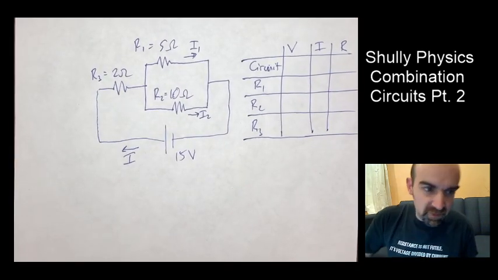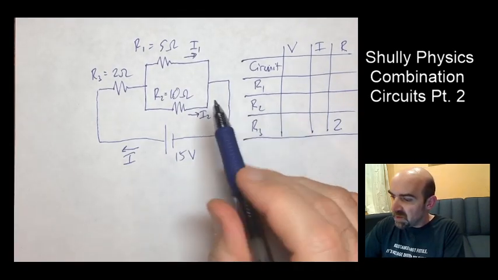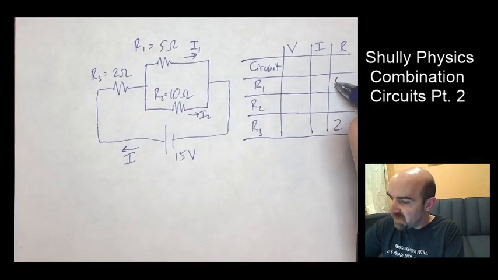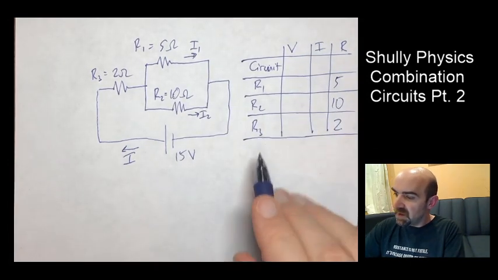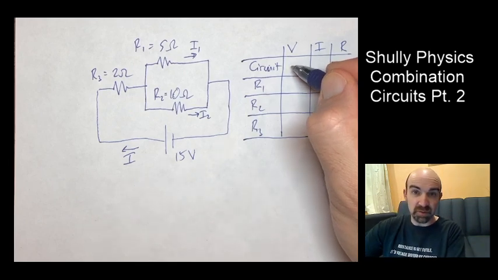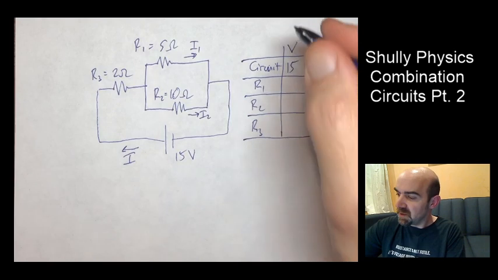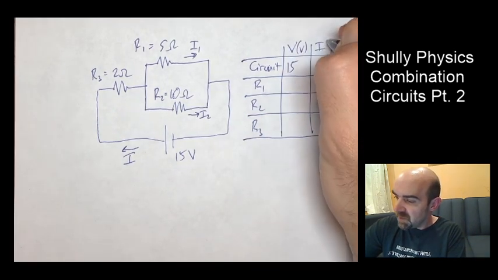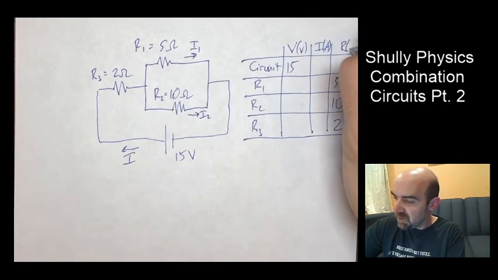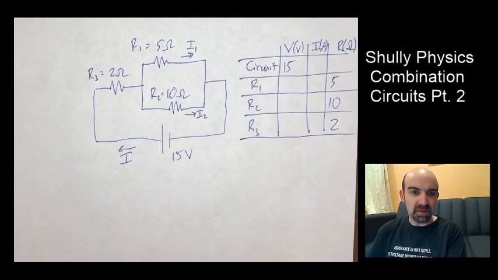Now we do know some of the values. Resistor 3 is 2 ohms, resistor 1 is 5, and resistor 2 is 10 ohms. The circuit's applied electromotive force or voltage is 15 volts from the battery. Put V over here, amperes and ohms. Okay, so there we go.